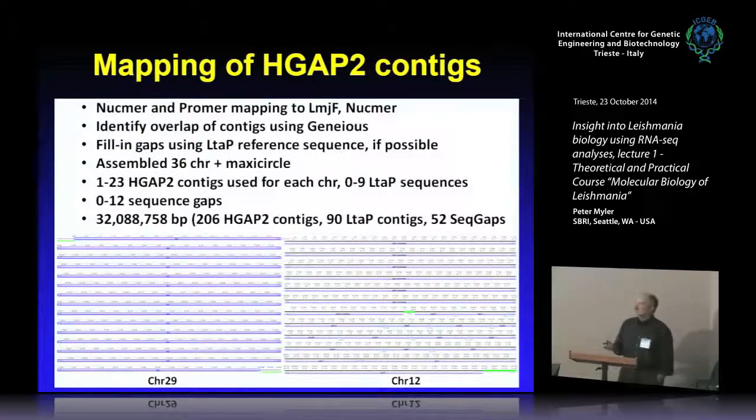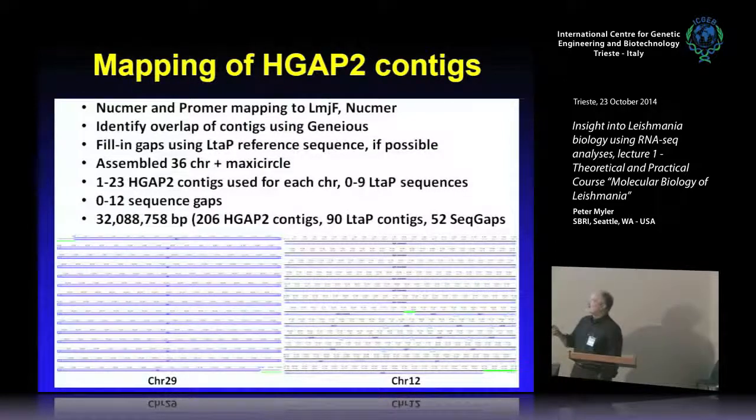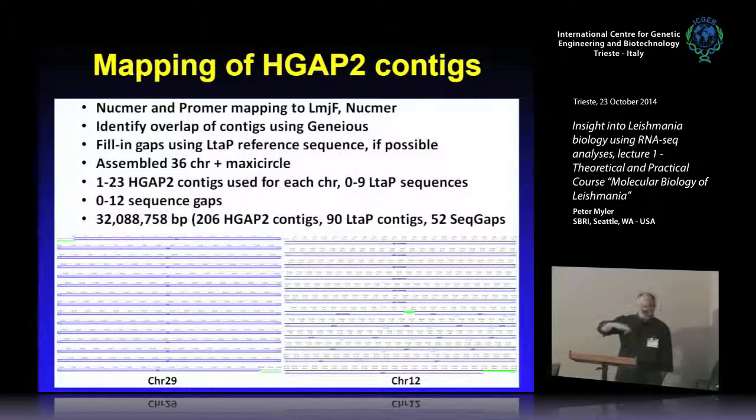So what we ended up with is 32 megabases that contain 206 different contigs. I also added, particularly at the ends, because of the way the libraries are made, you get underrepresentation right at the telomere. So I was able to add back some contigs from the original L. tarentolae Illumina sequence. So we ended up with only 52 sequence gaps. That's less than an average of 2 on each chromosome.